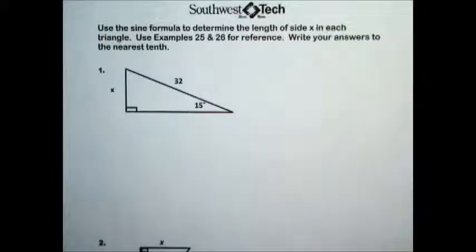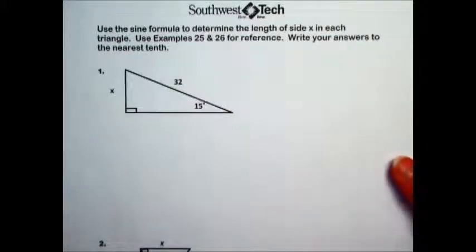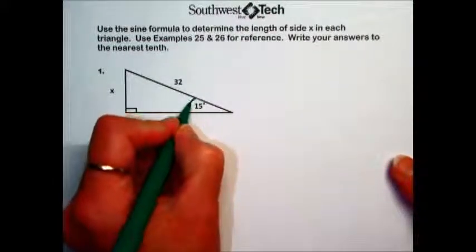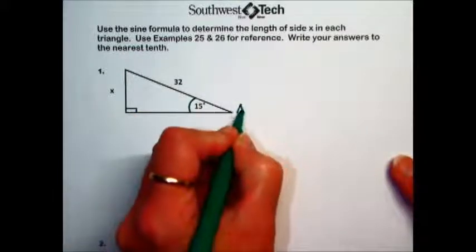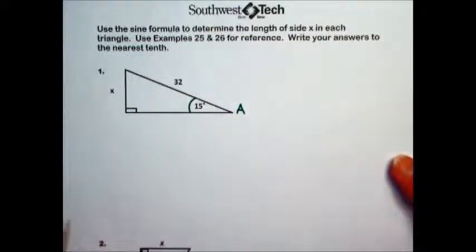Practice set 7. Use the sine formula to determine the length of side x in each triangle. Use examples 25 and 26 for reference. Write your answers to the nearest tenth. We're going to use this acute angle that's given as our reference angle to label the sides of the triangle.